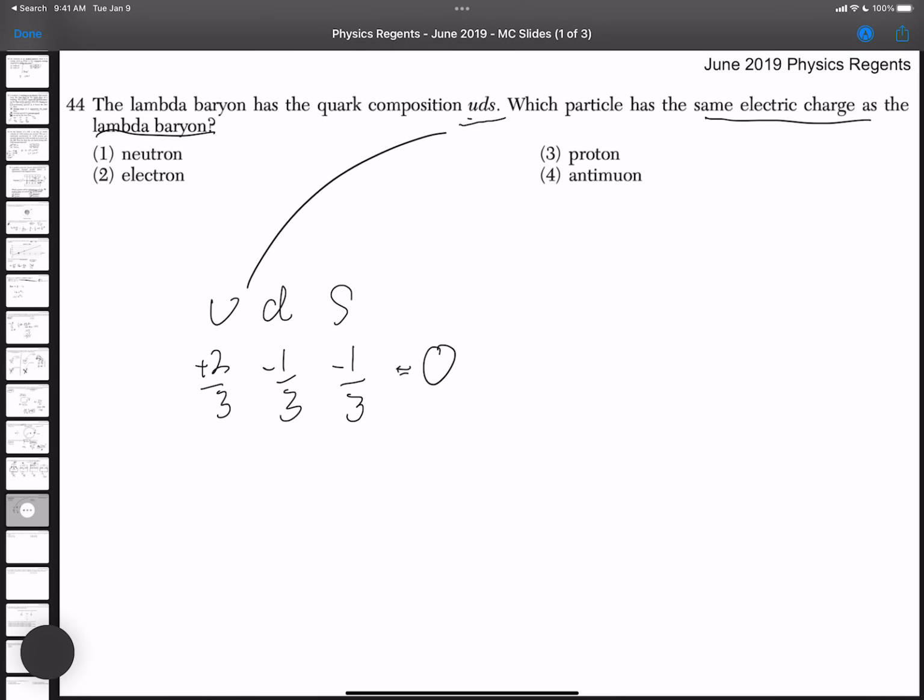Well, a neutron is neutral. It would have no charge. But we can run through these. An electron would be -1, a proton would be +1, and an anti-muon has the opposite charge of a muon. So a muon is -1, so an anti-muon would be +1.